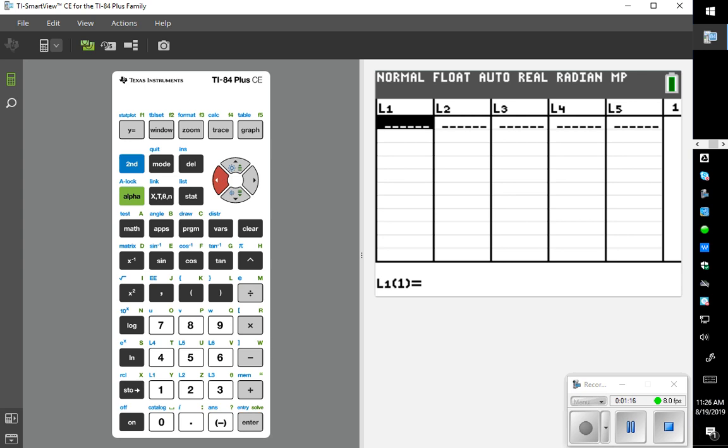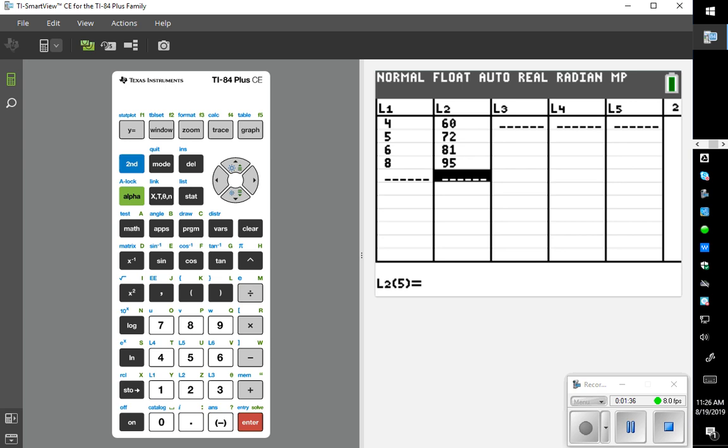Okay, our first list was the hours of sleep. That was 4, enter, 5, enter, 6, enter, 8, enter. And our second list was the score on the test, 60, enter, 72, enter, 81, enter, 95, enter.